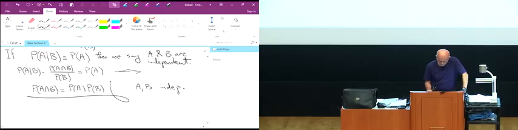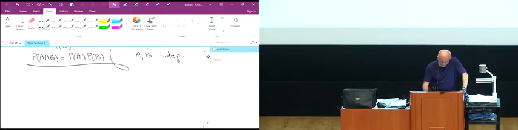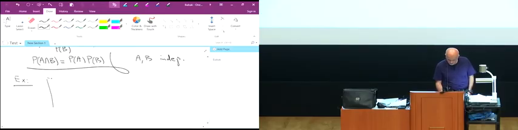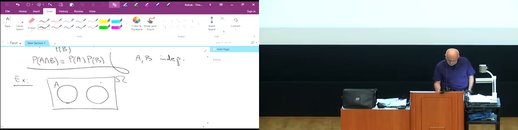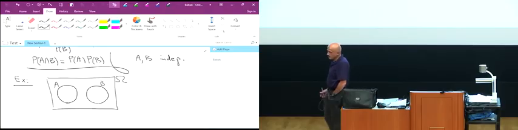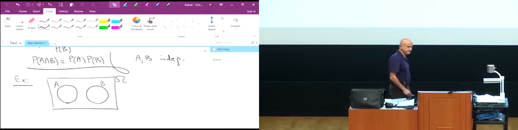That's what we're going to do. I'm going to ask you a series of questions. I'm just going to frame it as examples. Here's my sample space. I've got event A. I've got event B. I want you to tell your neighbor if events A and B, as I have drawn them, are independent.